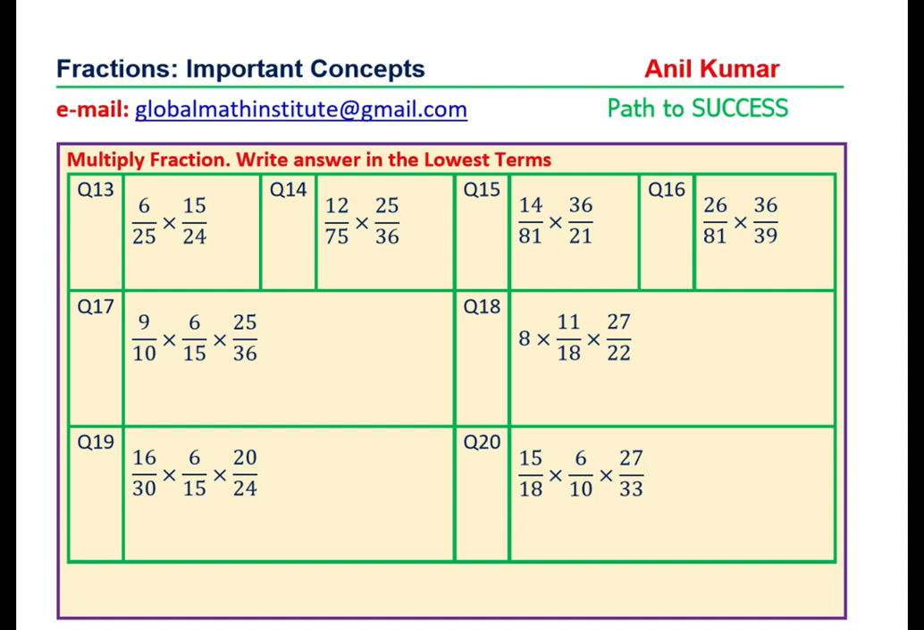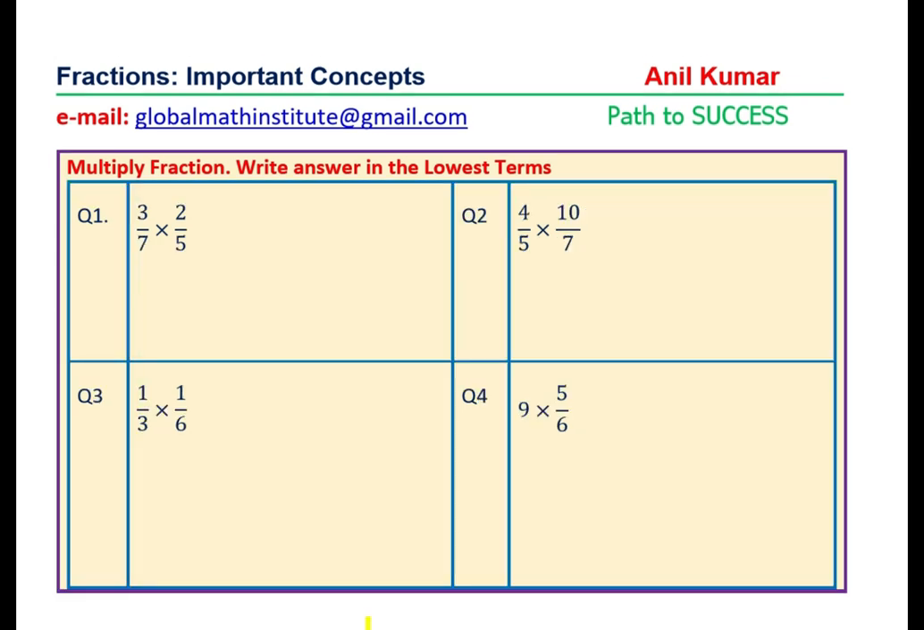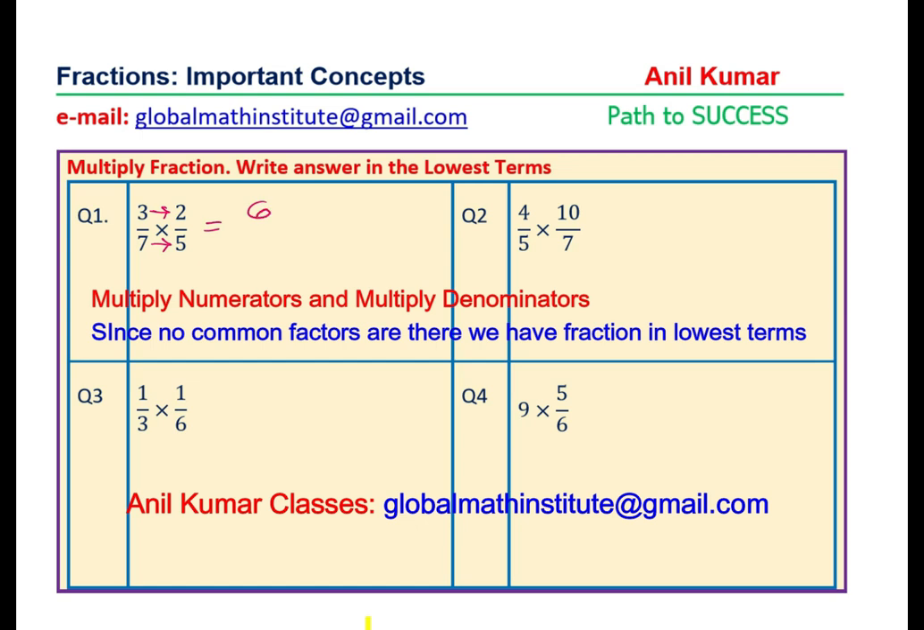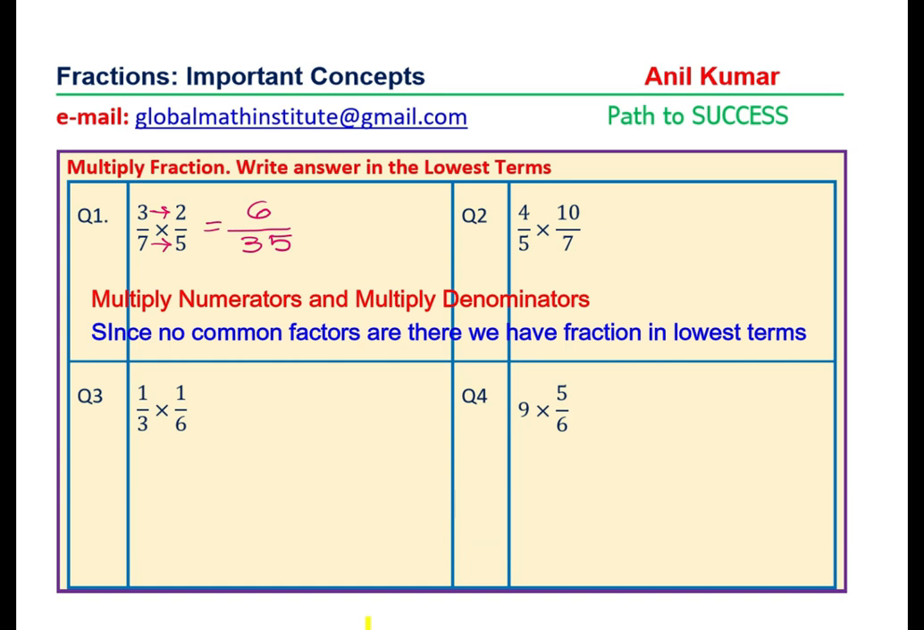So let's begin with the very first problem, which is simple fractions. We are going to now multiply 3 by 7 with 2 over 5. What do we get? Well, a couple of ways to do it. One is you can directly multiply the numerators and the denominators. So 3 times 2 is 6 and 7 times 5 is 35. So that is how you can easily multiply.